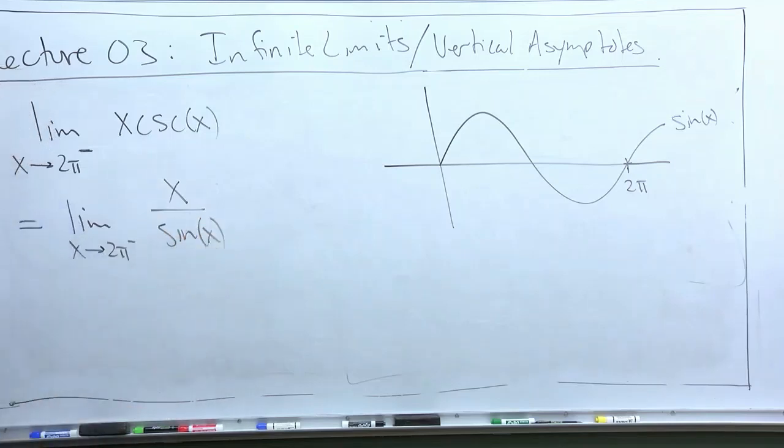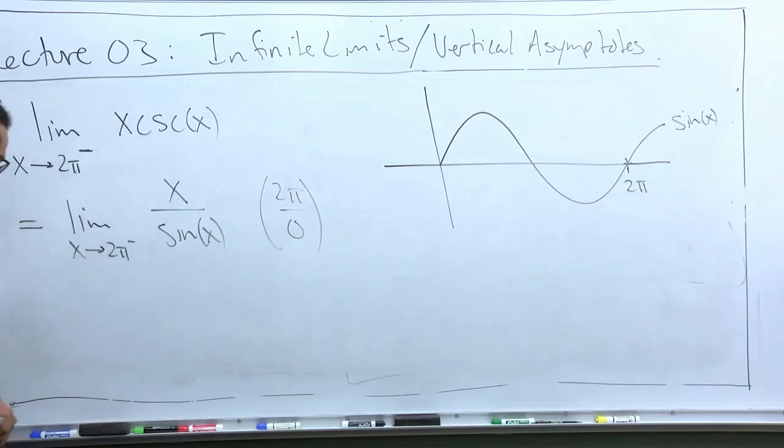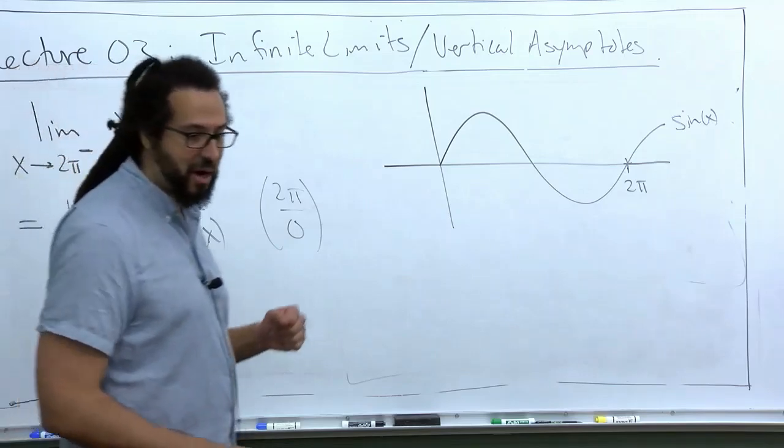Certainly here, if I plug in a 2 pi, I'm going to get something of the form 2 pi over 0. So that suggests that our answer here is going to be plus or minus infinity. Again, we just need to figure out which one.